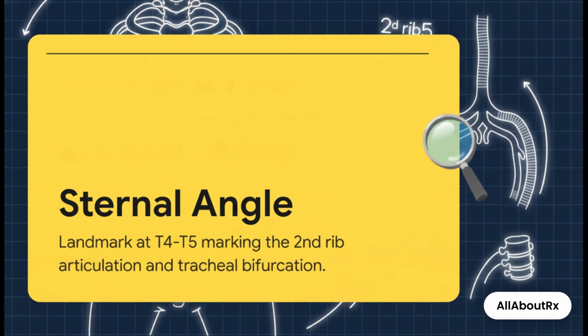Looking at the sternum, you absolutely have to know the sternal angle, or the angle of Louis. Sitting right at the T4-T5 vertebral level, it's a massive surface guide. It marks the exact site of the second rib articulation, and if you look deep inside the chest at that same level, it tells you exactly where the trachea splits into the bronchi.